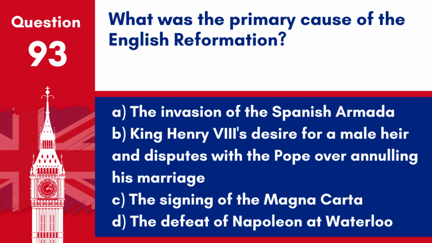Answer: B. King Henry VIII's desire for a male heir and disputes with the Pope over annulling his marriage led to the English Reformation, resulting in the separation of the Church of England from papal authority.